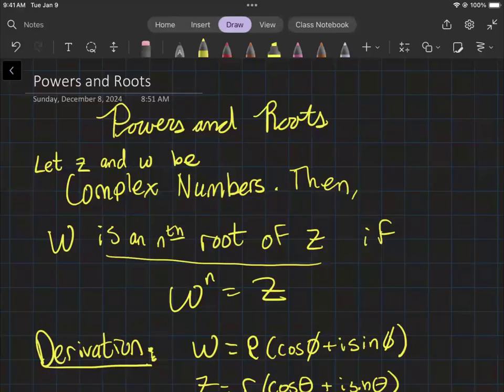Okay, so in this video, we'll be looking at powers and roots of complex numbers.